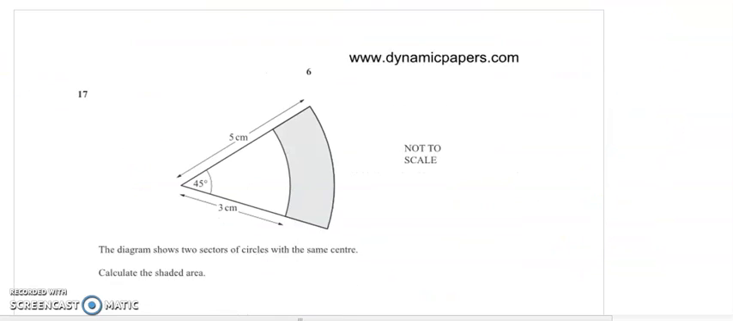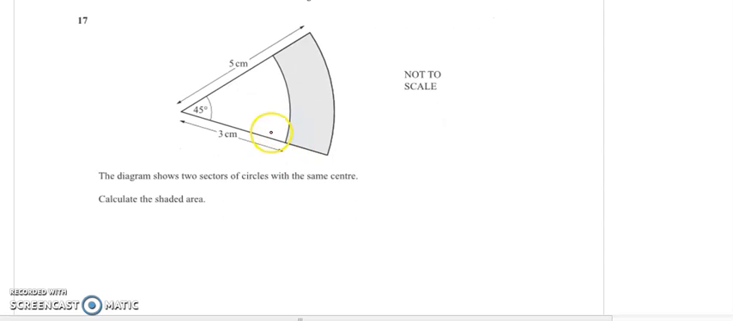Next, here we are having a sector of the circle shown with the central angle 45 degree, and looking at this one, we have to find the area of this shaded area. So to find the shaded area, you can look here, there are two sectors actually. One is the small sector, which is this one, and the other one is the larger sector whose radius is 5. The radius of the smaller sector is 3.